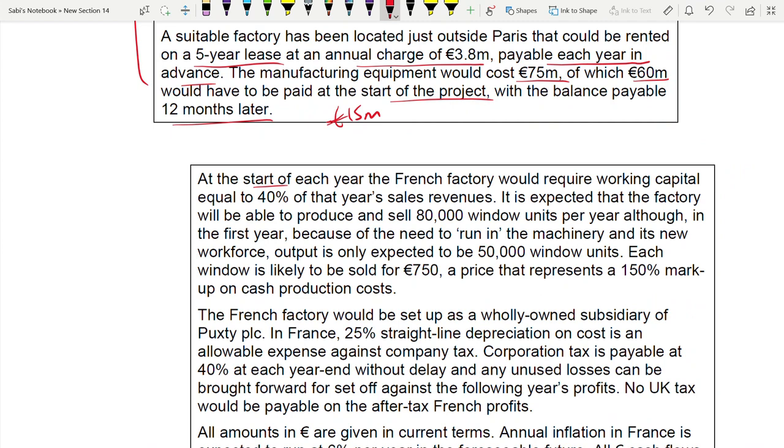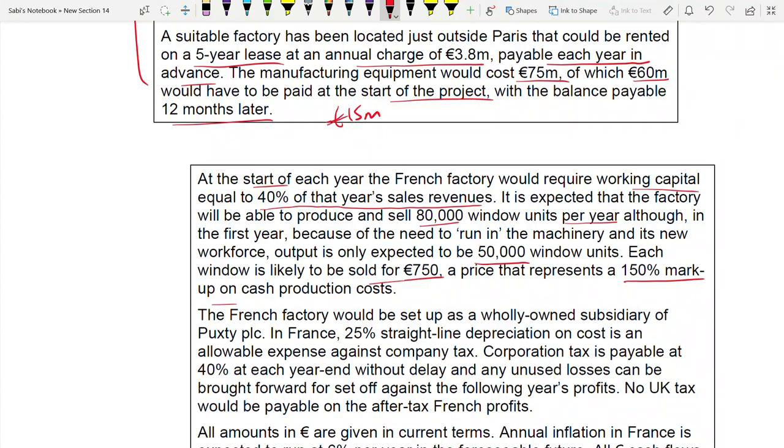At the start of each year, the factory would require working capital equal to 40% of the year's sales revenue. The factory will produce and sell 80,000 windows per year. Although, in the first year, because of the need to run in the machinery and the new workforce, output is only expected to be 50,000. Each window is likely to be sold for 750. Price is 150% of cost, a markup.